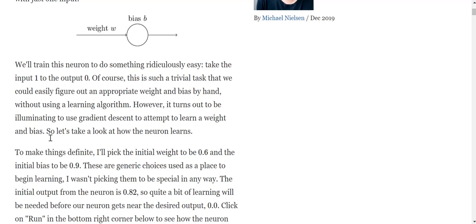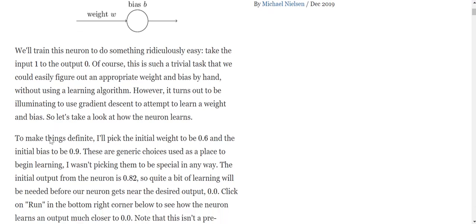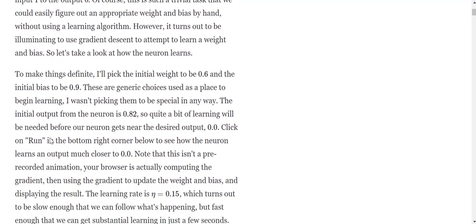So let's take a look at how the neurons learn. To make things definite, I'll pick the initial weight to be 0.6 and the initial bias to be 0.9. These are generic choices used as a place to begin learning. I wasn't picking them to be special in any way. The initial output from the neuron is 0.82, so quite a bit of learning will be needed before a neuron gets near the desired output 0. Click on Run in the bottom right corner below to see how the neuron learns an output much closer to 0.